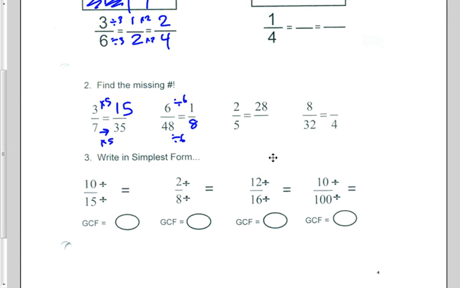Then when I want to do simplest form, that means I divide the top and bottom by the greatest common factor, and I have an equal fraction where the top and bottom no longer have any common factors. So the easiest way to do this is if you can find that greatest common factor right away. So what is the largest number that goes into 10 and 15? Well, I'm going to say 5. So if I divide the top and bottom by 5, I end up with 2/3. 10/15 is equivalent or equal to 2/3.